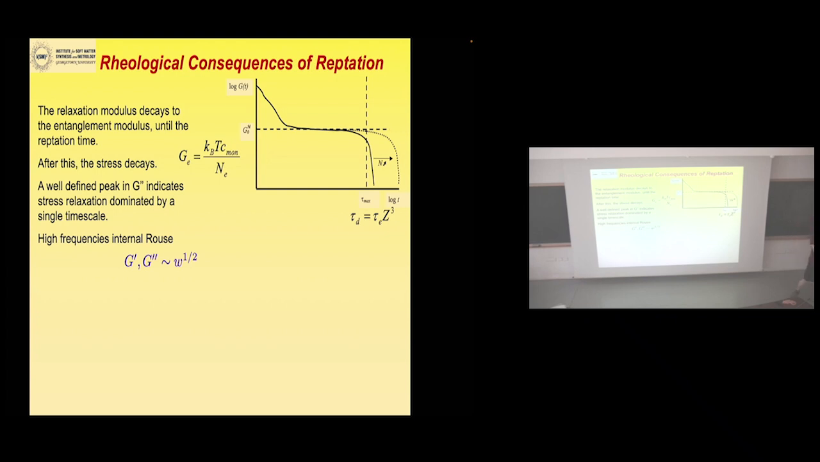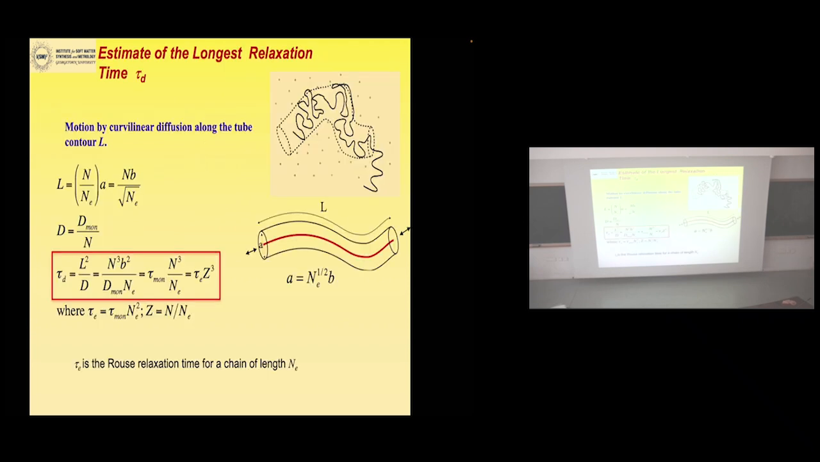Yes? Yep. This thing here? Yeah. Does that mean that if you have shorter entangled strands, you'll have a lot lower Rouse time? So the more entanglements means much slower dynamics. Yeah, more entanglements means slower dynamics.